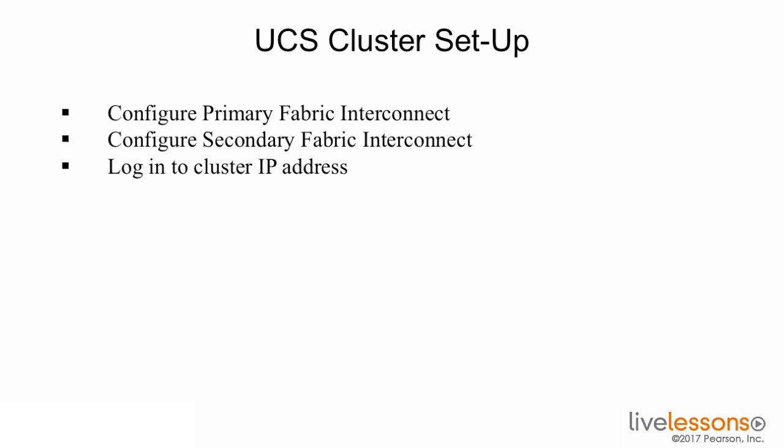To perform an initial UCS cluster setup, the first thing you have to do is configure the primary fabric interconnect. The second thing you need to do is configure the secondary fabric interconnect. And then once that is completed, you can log into the cluster IP address.